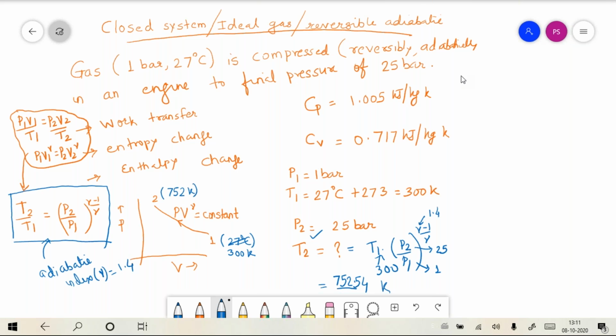This is because your gas is being compressed. And why is the gas being compressed? Because of work transfer. So now you calculate the work transfer. We had already derived the expression for work transfer, so let me write down that expression which we derived when the process is reversible adiabatic, when we are dealing with a closed system.